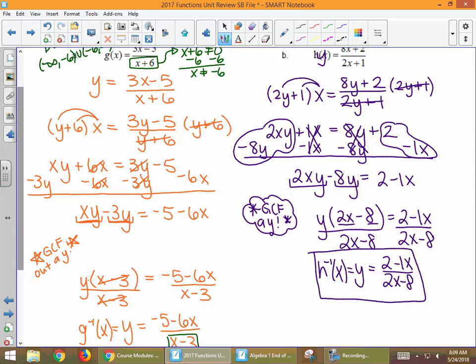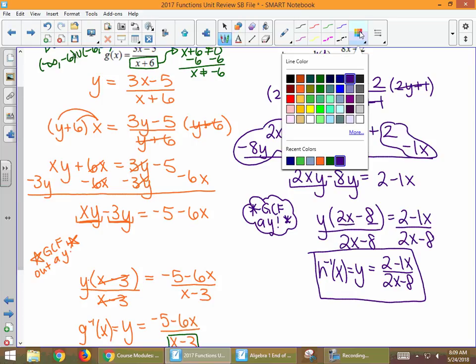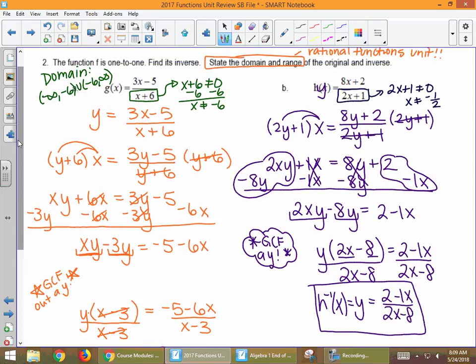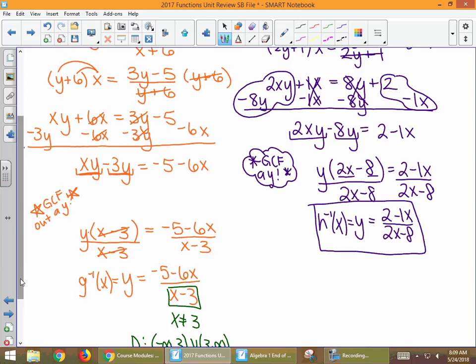Again, you don't need to worry about the domain and range on these, but just to get it in your head, here 2x plus 1 cannot equal 0. So that means x cannot equal negative 1/2. So our domain restriction would be negative 1/2. Our domain would be negative infinity to negative 1/2 and negative 1/2 to infinity. That would be the domain of the original. It would be the range of the inverse.